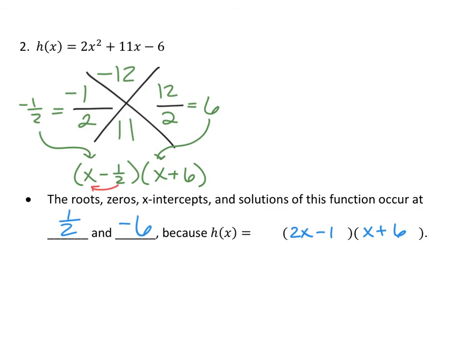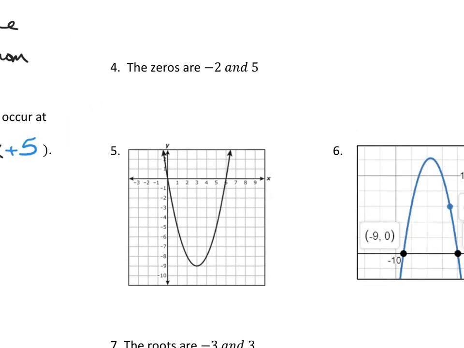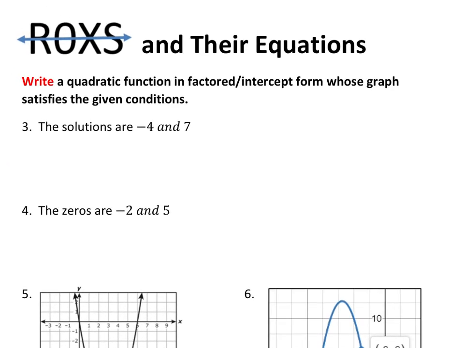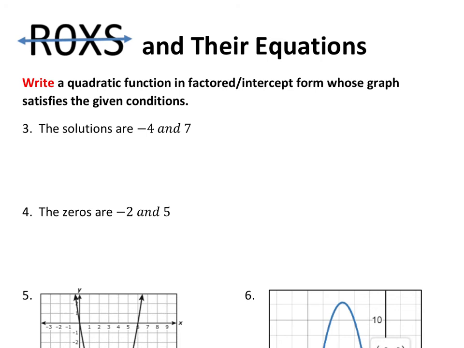Now, not only can I look at the equation and tell you the roots, zeros, x-intercepts, and solutions, I can be given the roots and create intercept form equations. We're going to be writing these quadratic functions in that factored or intercept form given the conditions that are shown. Now remember, intercept form is going to be some variation of f of x equals a times (x minus p)(x minus q), where p and q are the roots.